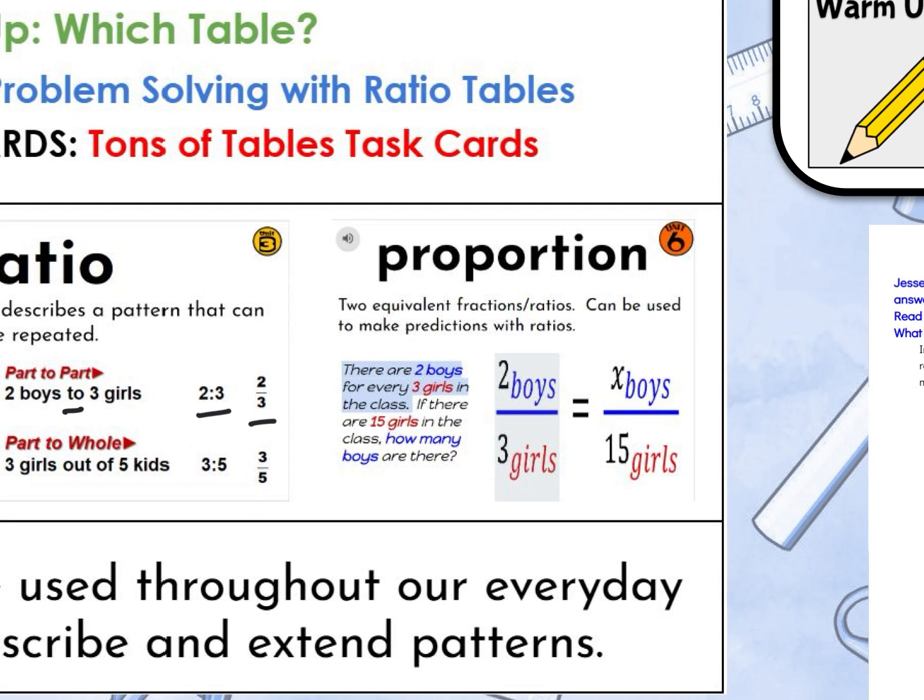When we have two ratios that are equivalent, like on our ratio tables, those are considered a proportion. In this example, the proportion is written as an equation, which we will look at later this week.